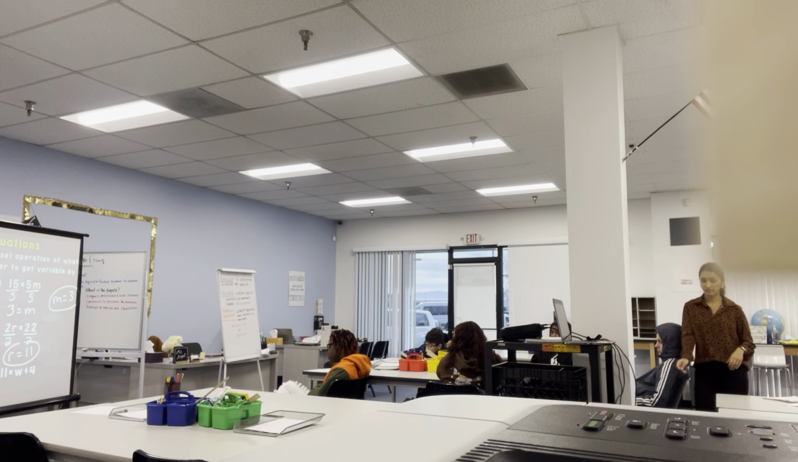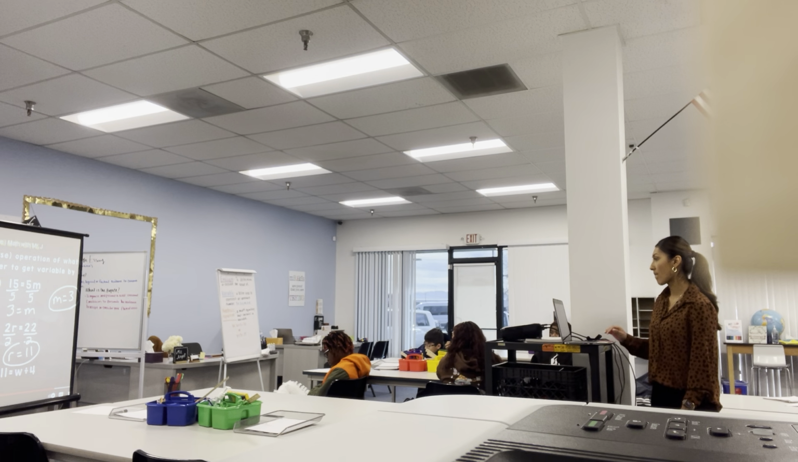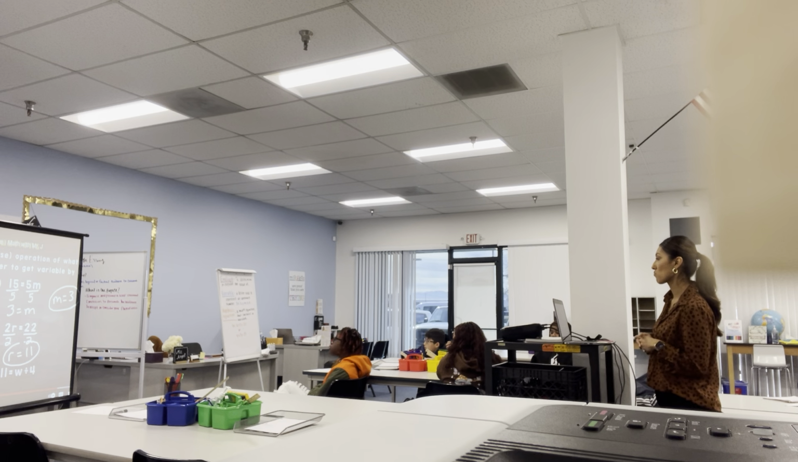Number 6, 11 equals w divided by 4. So we're dividing by 4. Opposite would be multiplying by 4. So let's multiply by 4 to get w by itself. And then whatever we do to one side, we need to do to the other in order to keep everything balanced. So we end up with an answer of 44 for the value of w.